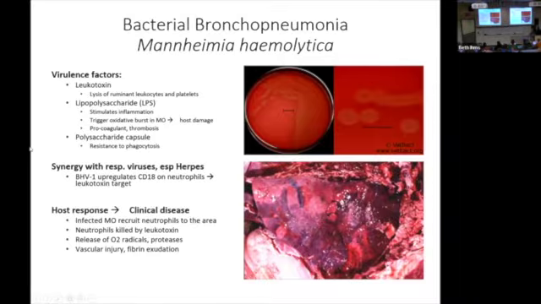Again, synergy with the respiratory viruses, especially herpes. Those two are like distant cousins. And then the host response is primarily what's responsible for the clinical disease. So lots of neutrophil recruitment, lots of local destruction, radicals, proteases. This guy expresses a leukotoxin, so he actually lyses white cells and causes more of a pus explosion. Disgusting.